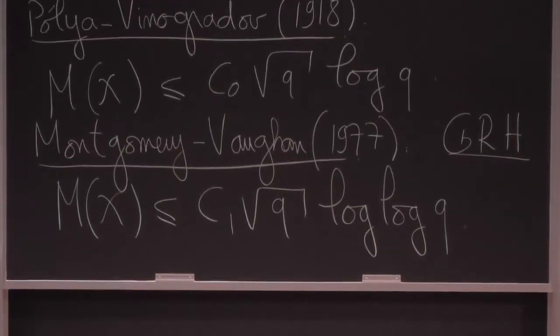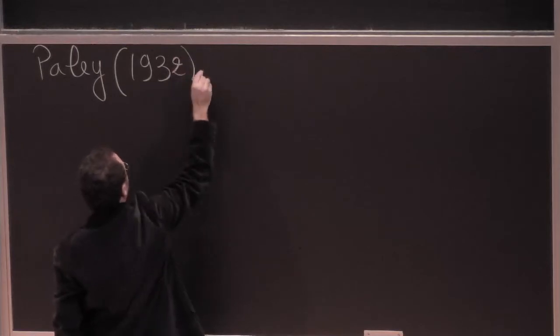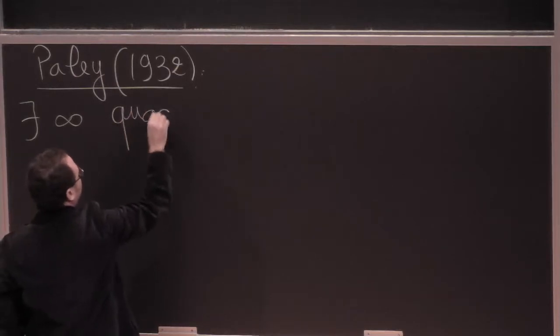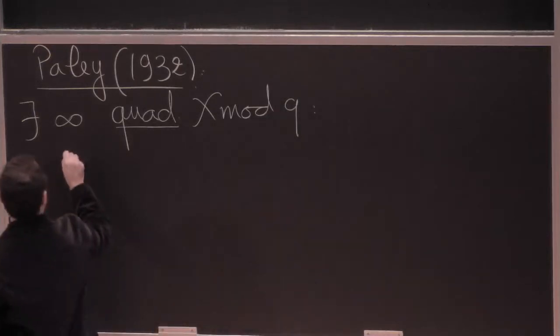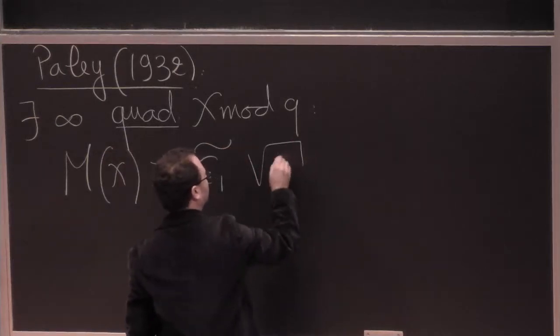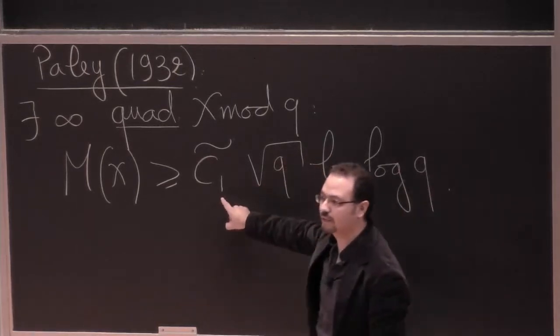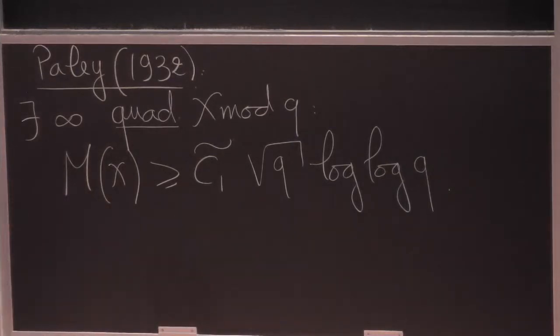Okay? And so why is this important? Because, in fact, the Montgomery-Vaughan bound is optimal. And this is due to a result of Paley from 1932. And this is unconditional. There exist infinitely many quadratic characters chi mod q for which the character sum can be that large, omega of square root q log log q. So throughout the talk, whenever you see a constant with a tilde, think of it as an omega result. So there exist infinitely many characters for which you can attain this bound.